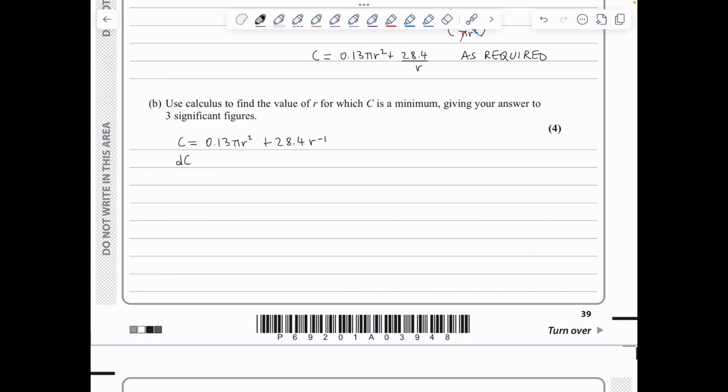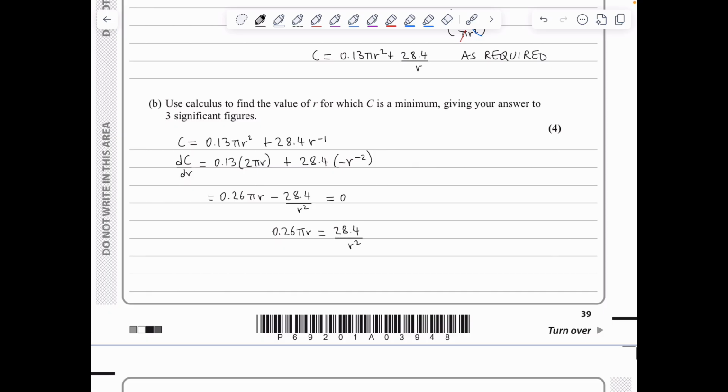So in differentiation, we multiply by the power and we deduct 1 from the power. So we've got 0.13 times 2 pi r plus the 28.4 times negative r to the negative 2. This leads to 0.26 pi r minus 28.4 over r squared. And we know that at turning points for a minimum or a maximum, the first derivative should be 0. So this is going to be 0, which leads to 0.26 pi r is equal to 28.4 over r squared.